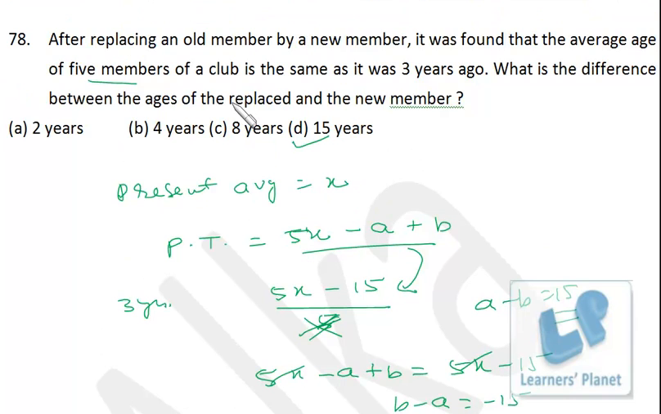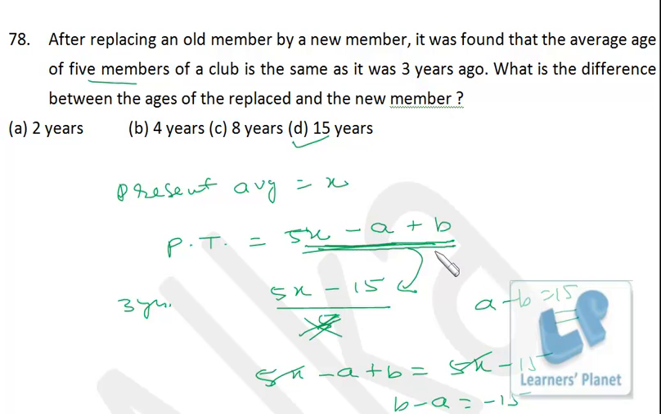Okay, I repeat, present average age is x. Now since there are 5 members, present total is 5x. Now from this present 5x, one person is leaving. I suppose his age is A. So from the total I deduct his age. So this is the total of now 4 persons. Now one new person is joining with the age B, so I am adding his age. So this is further the total of 5 persons.